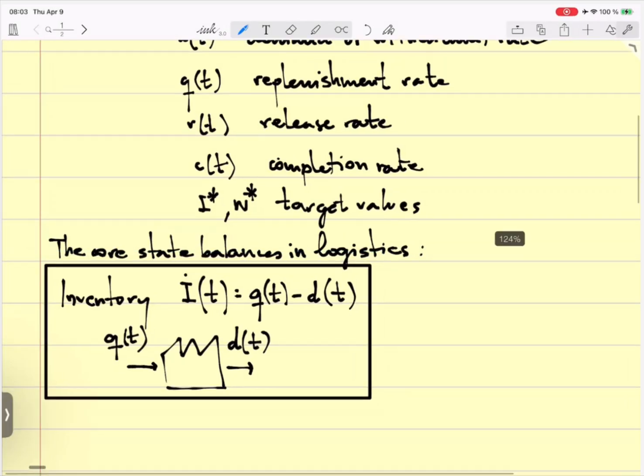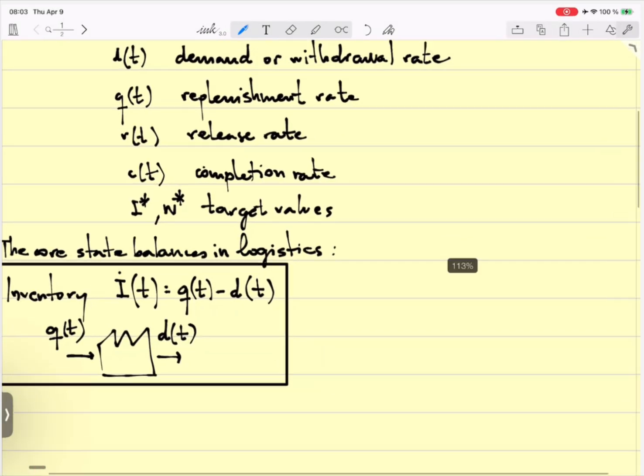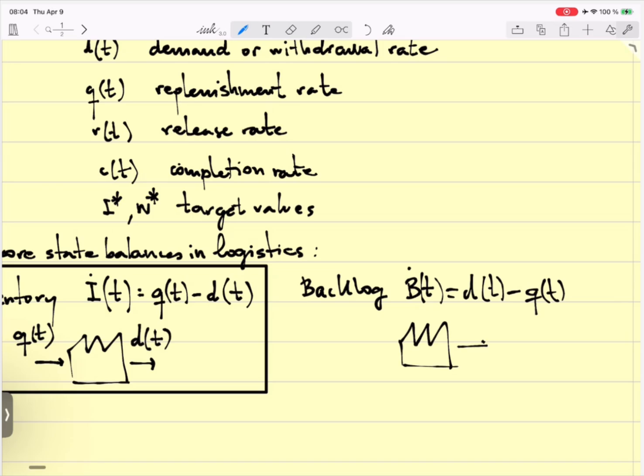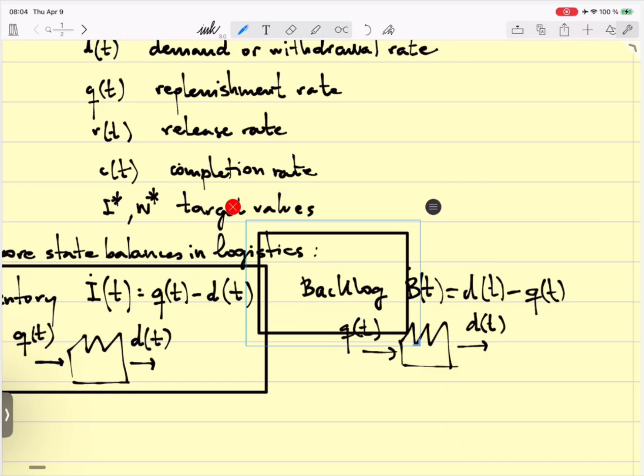This should be something that you have ingrained in your minds. It's very important. Another balance that is important is the backlog balance, which is the inverse. Backlog balance is D of t minus Q of t. So the other way around: I'm looking at the demand, what I'm taking off the shelf, and what I'm filling. Basically the same as the inventory balance, but with a minus before.